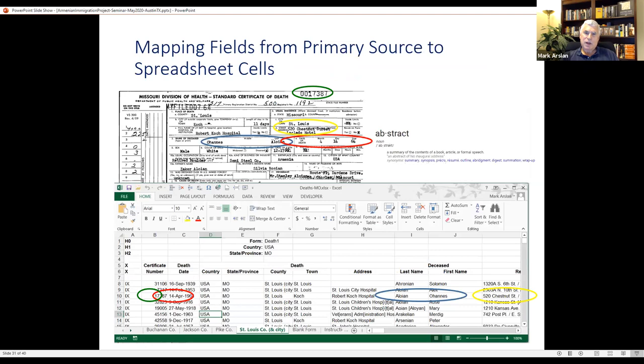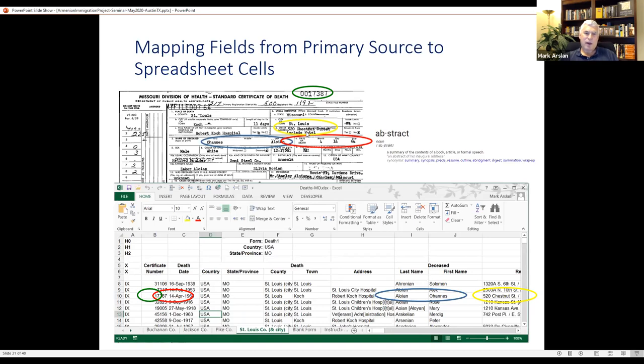Basically, everything I'm doing is finding original documents. I don't abstract somebody else's abstract. I don't abstract an index. Every single thing in my database is from an original document where I can actually see the image. And then for each type of document, like in this case, death records, I've created a spreadsheet for capturing all this information.